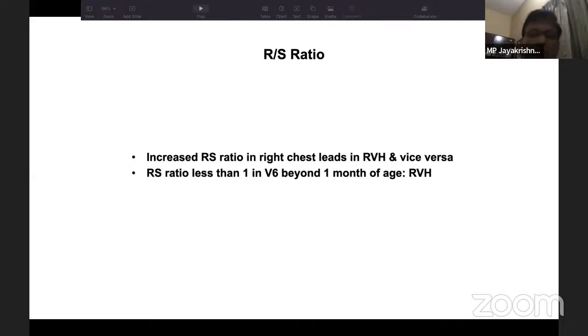Then comes the RS ratio. Increased RS ratio in right chest leads indicates right ventricular hypertrophy, and vice versa, naturally. I will not be going into the details again because we need to spend some time for case scenarios also. RS ratio less than 1 in V6 beyond 1 month of age indicates RVH. That's an important, easy point to remember, because any RS ratio that is less than 1 means what? If the S wave is more than R wave beyond 1 month of age, that indicates right ventricular hypertrophy.